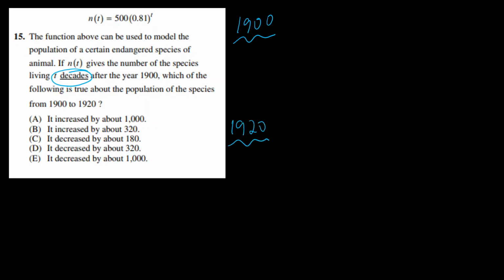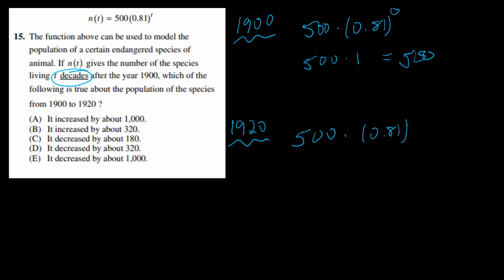Okay, so at 1900, we're going to be 0 decades after the year 1900. So it's just 500 times 0.81 to the 0, and any number to the 0 is just 1, equals 500. At 1920, we're going to have 500 times 0.81 squared, because we're going to be 2 decades after.